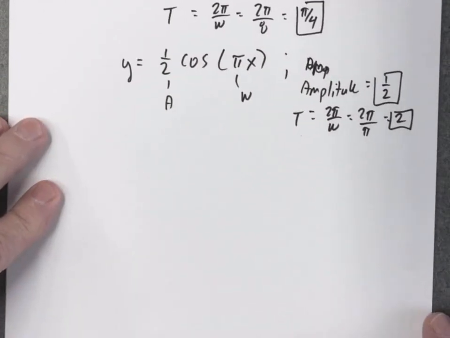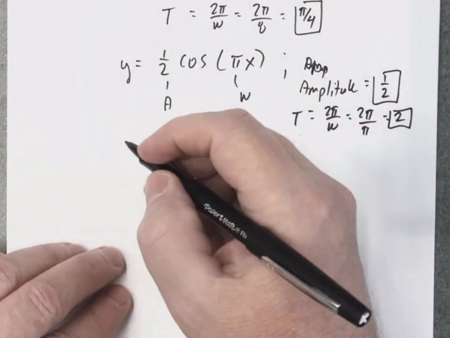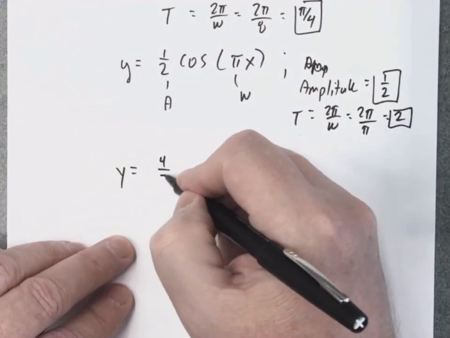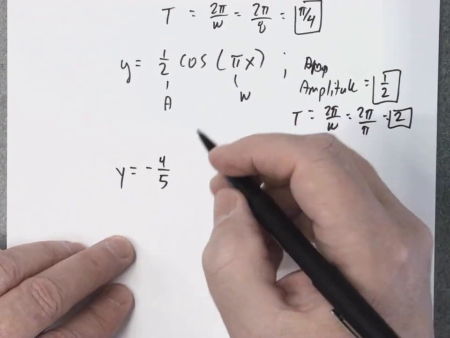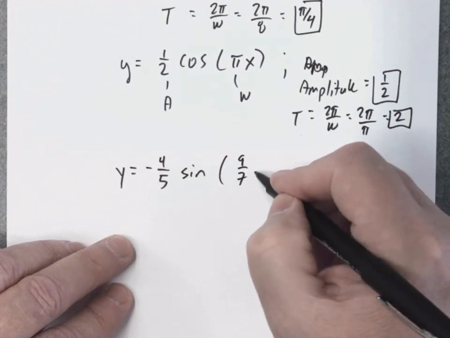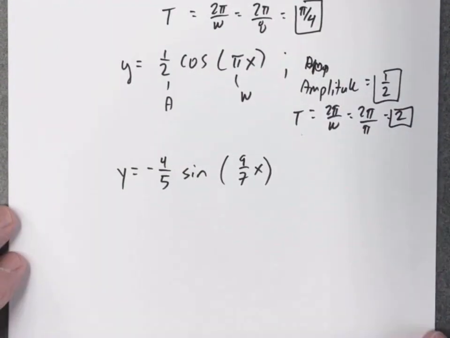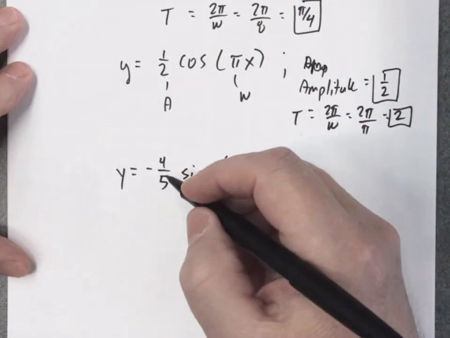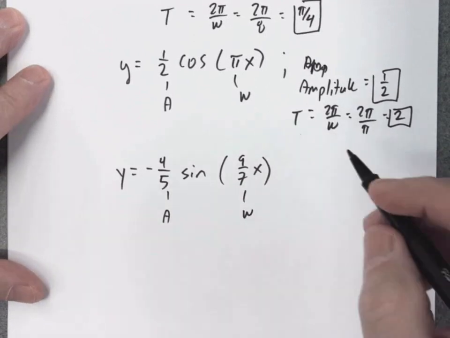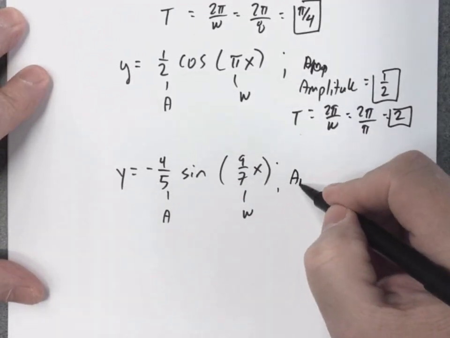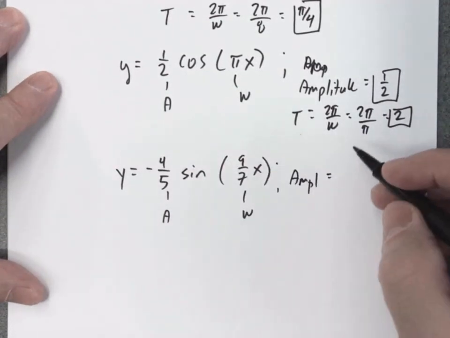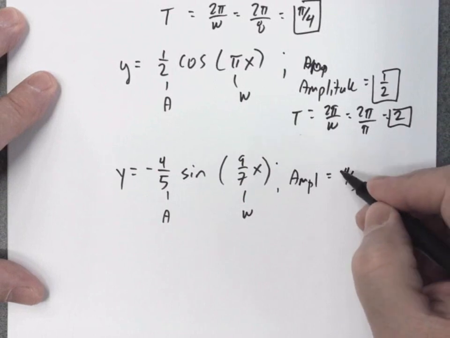And one more, just to show you what they like to do sometimes. They just like to make the math messy. So what if we have y equals -4/5 sine of, all right, so we got a bunch of fractions, so the math might be a little messy. This is A, this is omega. Amplitude, once again, although it's a -4/5 here, amplitude is always positive, so it's just 4/5.